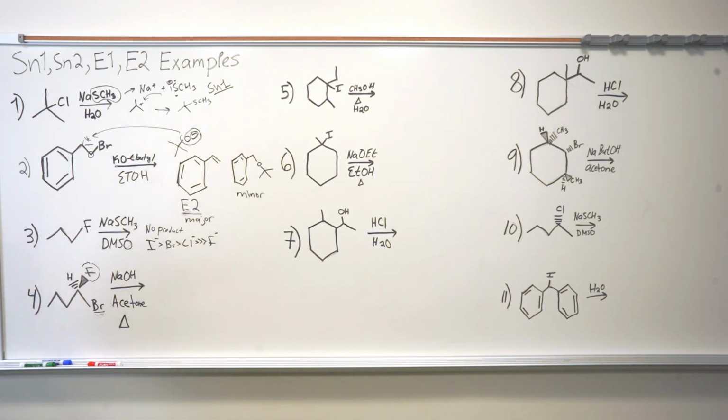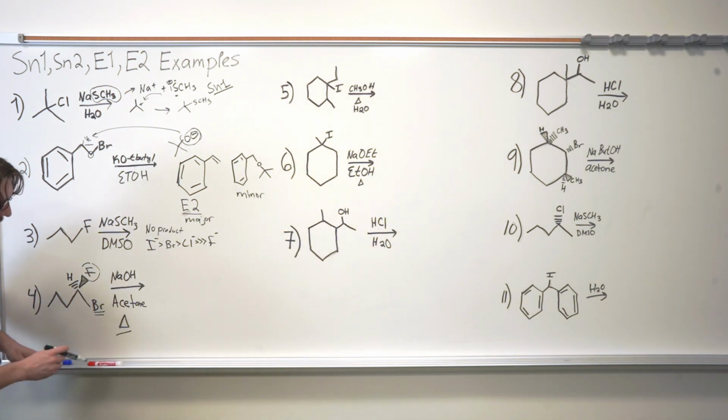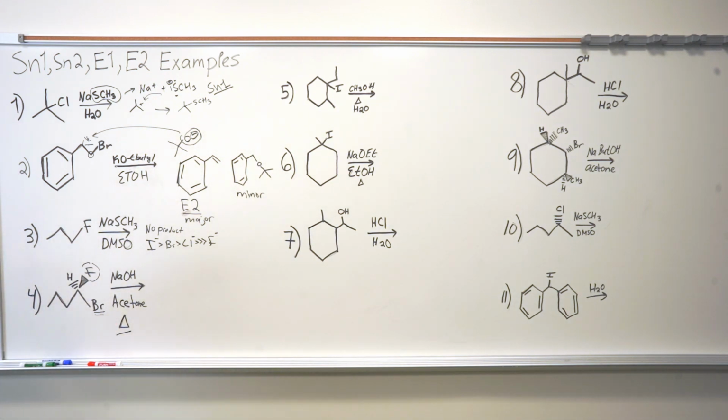So then we're only dealing with Sn2 or E2 possibilities. And again, the solvent here, acetone, is polar aprotic, which also facilitates those pathways. And then notice we have this delta sign here, and that's suggesting that there's heat being added. And remember, heat favors elimination reactions. So most likely E2 in this situation is going to be the dominant pathway.